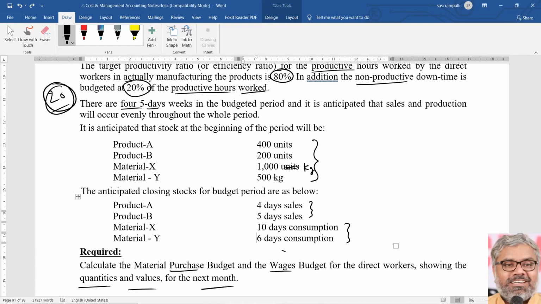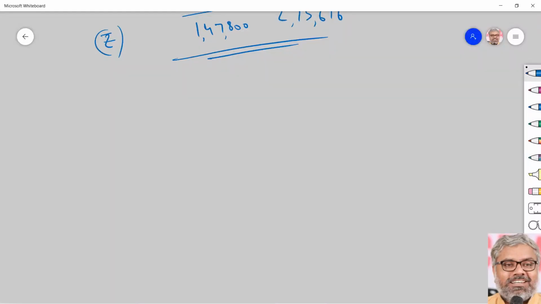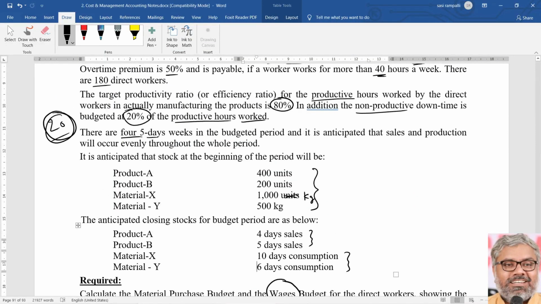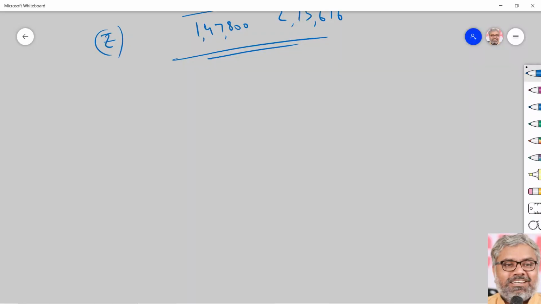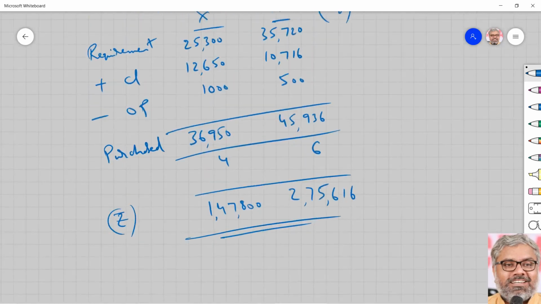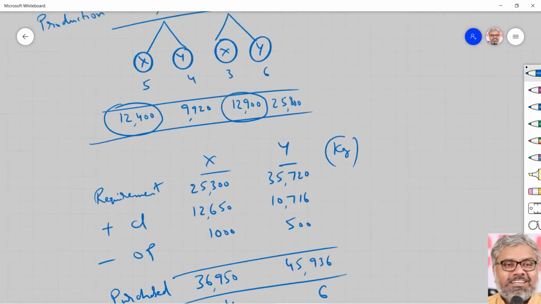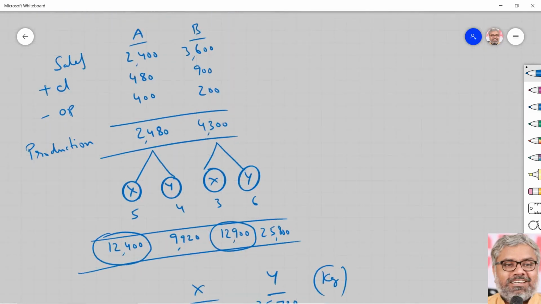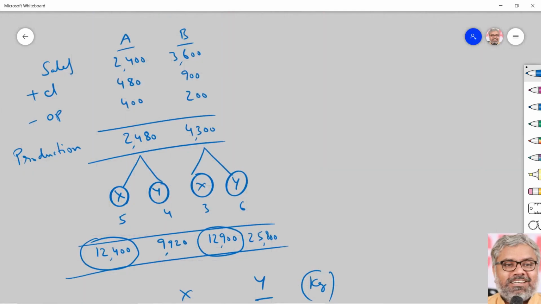Then also what was asked is wages budget. The wages budget definitely has to be prepared carefully with the other data that is given, which is related to the productivity or efficiency ratio as well. Now, the number of units which are supposed to be produced of the output A and B, as we know already, is 2480, and we are doing separately here. 2480 for A and 4,300 for B.